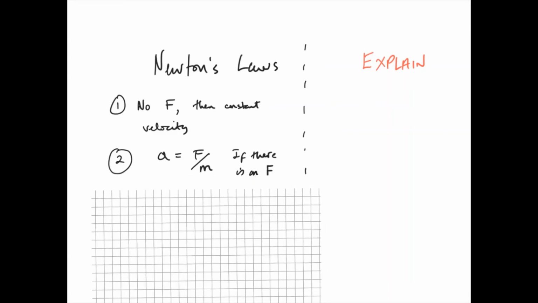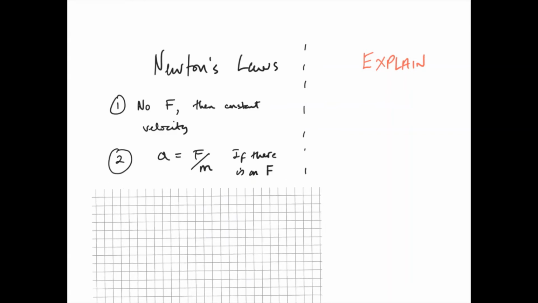The second law then deals with what if there is an F, if there is a total force, if there is a resultant, then given a parameter called mass, there'll be an acceleration, and the acceleration will be proportional to the size of F and in the same direction as F, because this really is a vector equation.